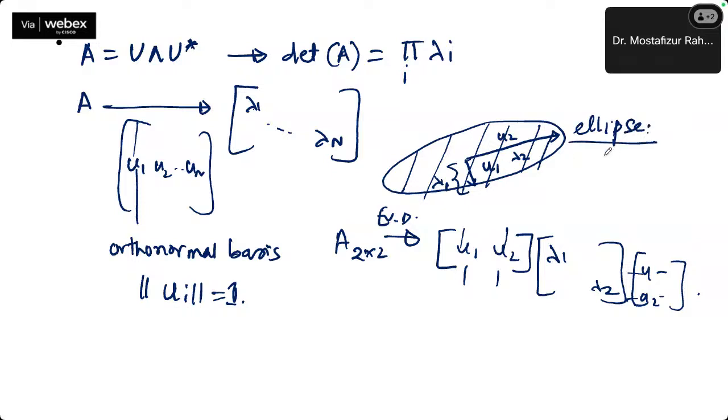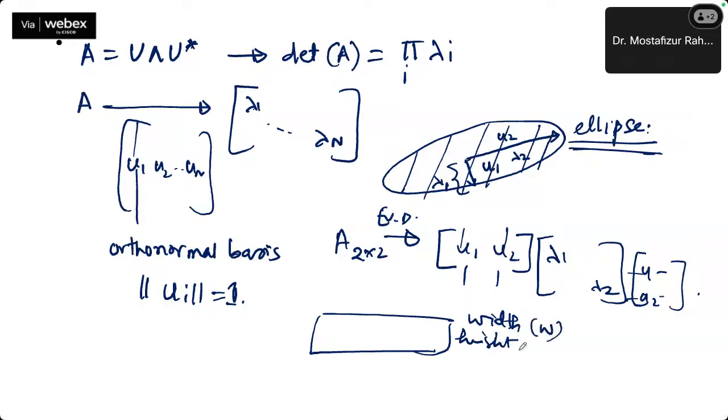And the formula, what is the formula for the area of the ellipse? You can check that basically if it is a simple rectangle, then it's basically height times width. Say width is W, height is H. So your area is basically W times H.